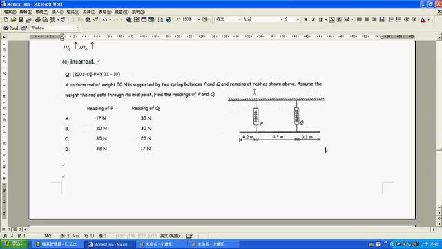Now the next example is from the year 2003 CE. A uniform wood of weight 50 Newton is supported by two spring balances P and Q and remains at rest as shown below. Assume the weight of the wood acts through its midpoint. Find the readings of P and Q.